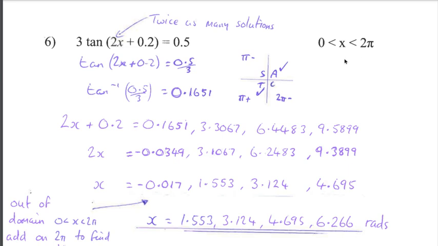The only thing I do differently, I make sure my calculator is in radian mode. And instead of adding on 360 degrees to generate any extra solutions, I add on 2 pi radians. Apart from that, everything else is exactly the same. So 3 tan of bracket equals 0.5.